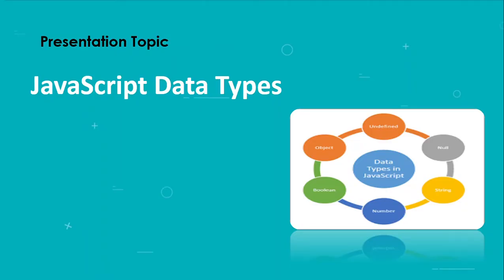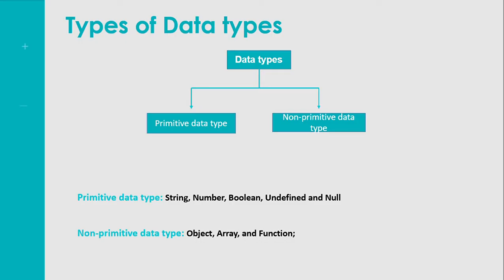Now I would like to talk about JavaScript data types. Every programming language has its own way of representing data. In programming, data types are an important concept. To be able to operate on variables, it is important to know something about the type. JavaScript has dynamic types. This means that the same variable can be used to hold different data types. Let's discuss each one of them in detail.